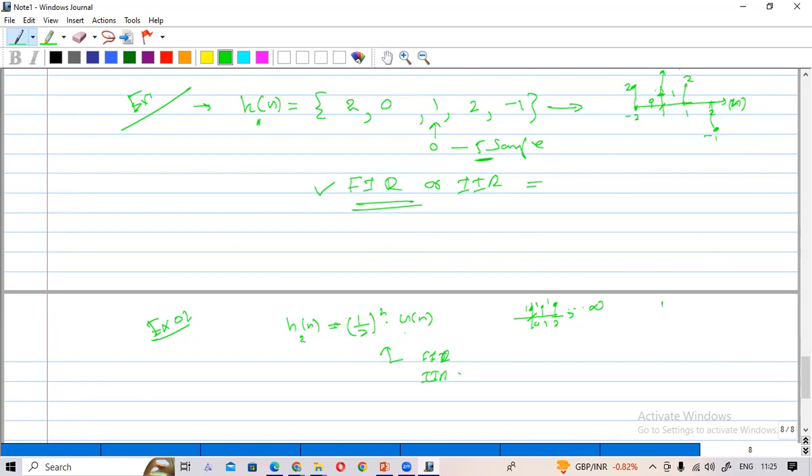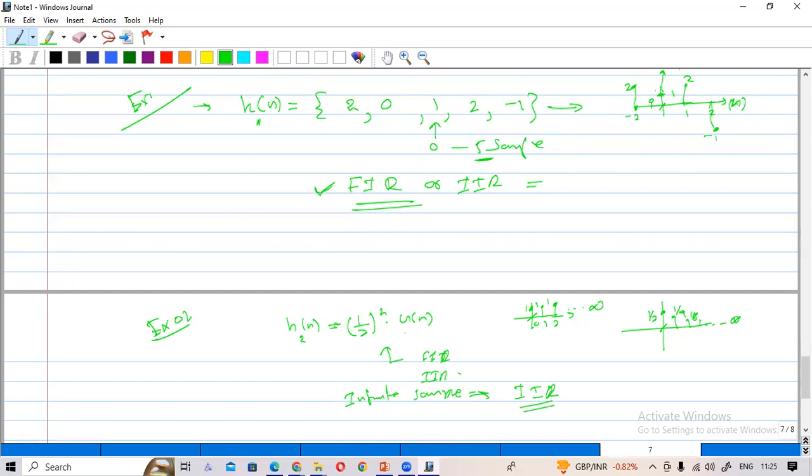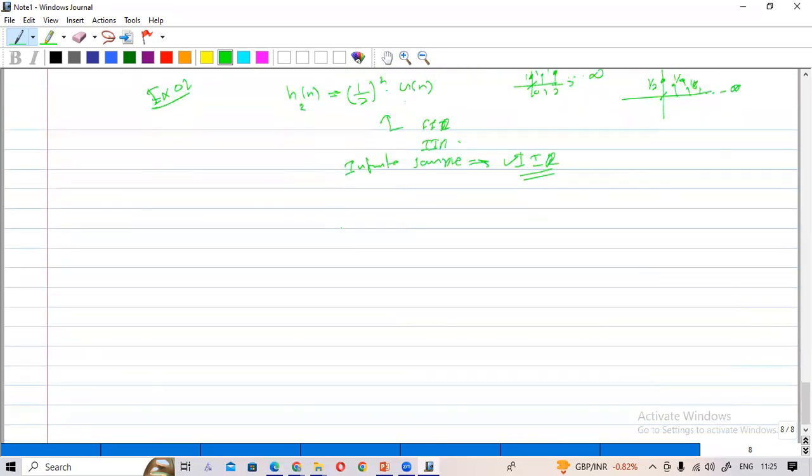(1/2)^n, okay? So your response will be here, the zeroth will be 1/2, then it will be 1/4, then 1/8, 1/16, and so on up to infinity, okay? So here there is an infinite sum. So this is definitely an infinite impulse response, okay? So that is FIR and IIR. That is the first thing you should understand, okay?